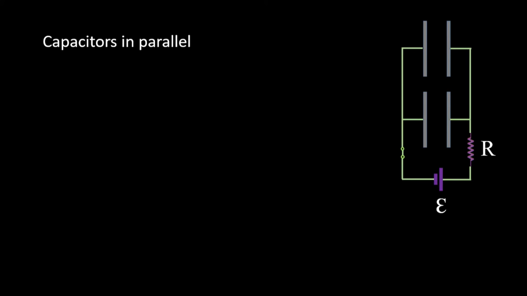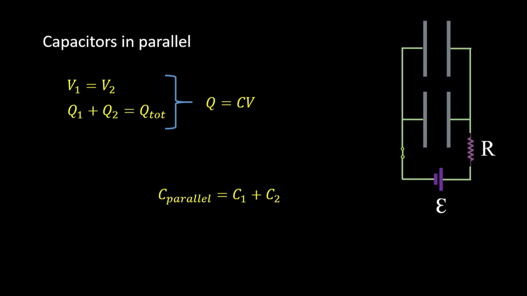In case of capacitors in parallel, however, the voltage across the first capacitor is equal to the voltage across the second one. However, the total charge is equal to Q1 plus Q2. Once again, combine these two equations by the help of Q equals CV equation. You'll find that for a parallel combination, the equivalent capacitance is equal to C1 plus C2.